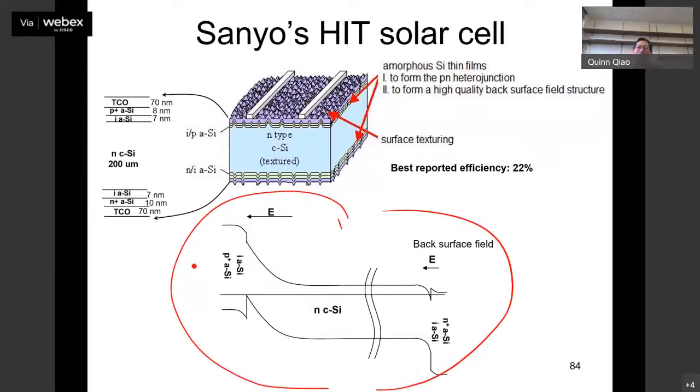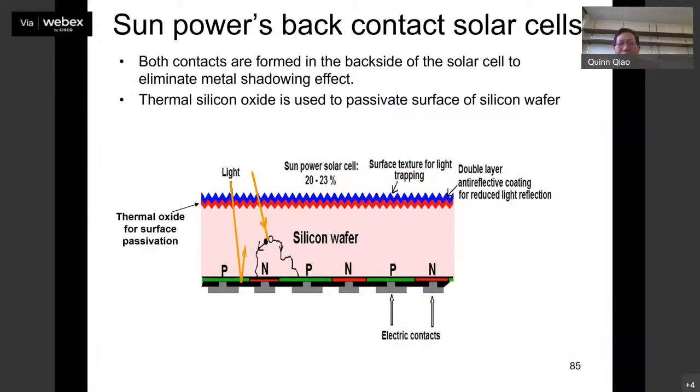So this one, from the structure point of view, tries to reduce the losses from reflection, and also tries to improve the hole transport properties and improve the hole collection. That's why the efficiency will be higher, 20%. Okay. Another one is the back contact solar cell.